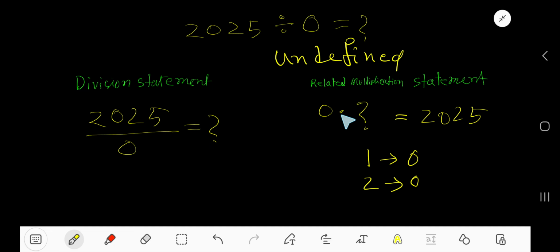that can multiply by 0 and give you 2025. So we can say that there is no answer for this problem. No answer, undefined.